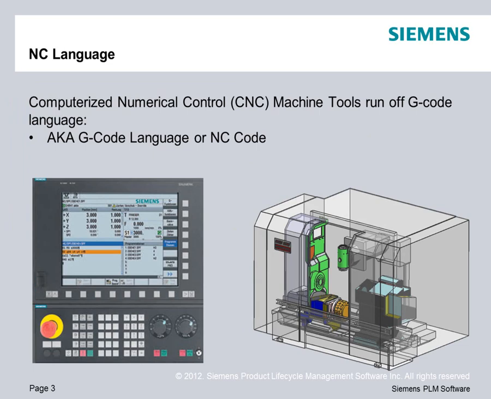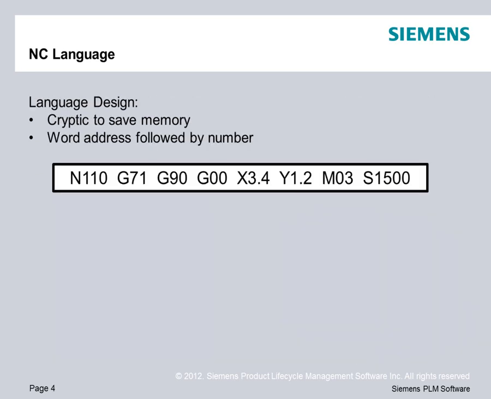So I thought we'd take a look at what the NC language is before we delve into how to build a postprocessor. Other names for this are the G-code language or NC code, and typically it involves creating code that drives a computerized numerical control or CNC machining center. The language design for G-code language or NC language is very cryptic. It was designed that way because the original machine tools didn't have a lot of computer memory. And typically it's a word address followed by a number.